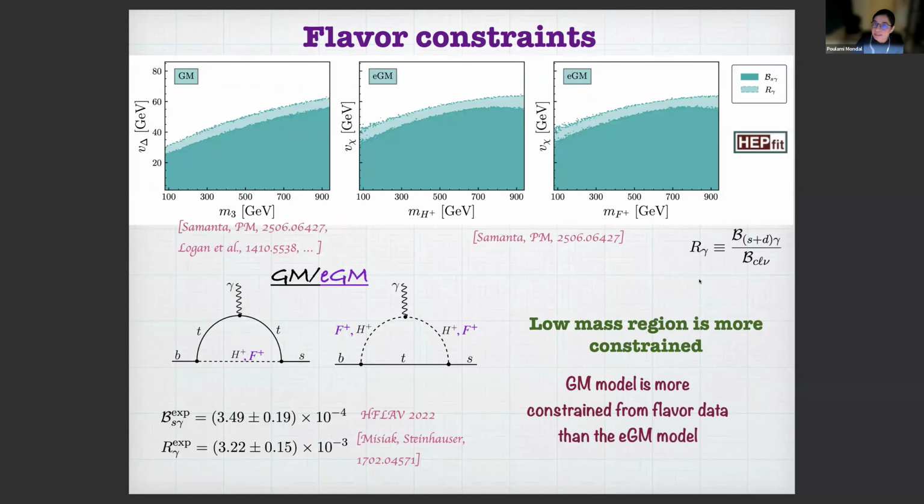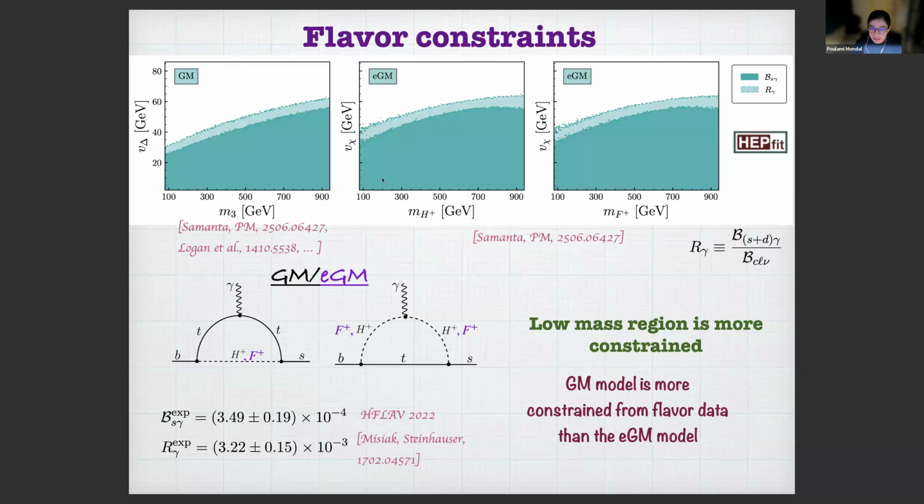Then we actually calculate the flavor constraints for the Georgi-Machacek and extended Georgi-Machacek models as well. The flavor constraints for the Georgi-Machacek model were already in the literature because it has one singlet scalar that couples to fermions, so this is kind of a type 1 two-Higgs-doublet model scenario. You can actually scale it in terms of the type 1 2HDM, and you can plot the flavor constraints on the parameter space.